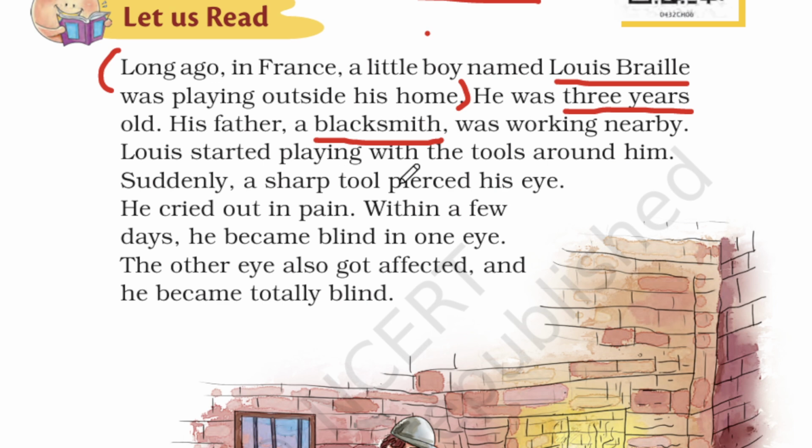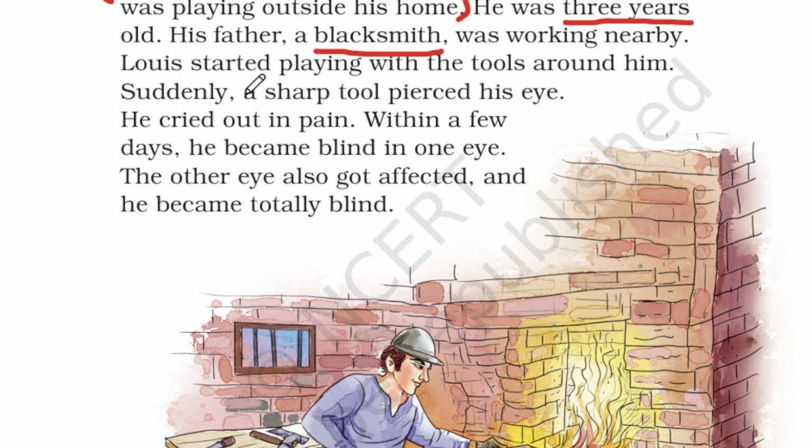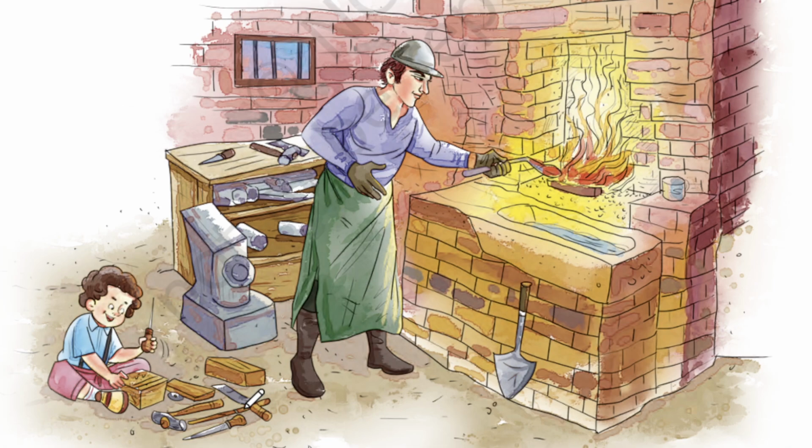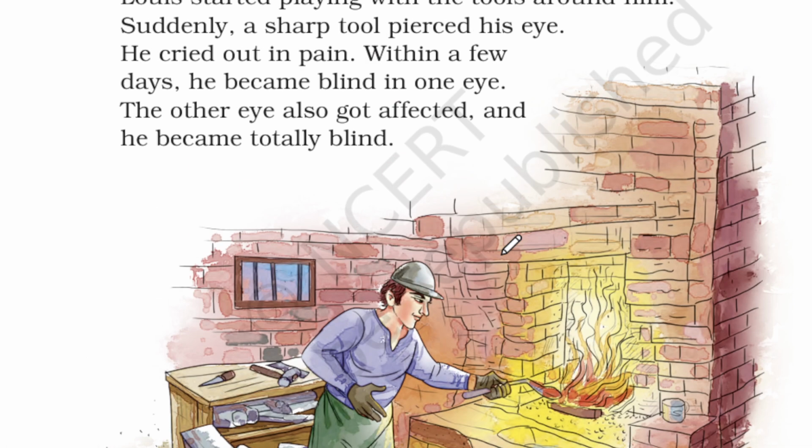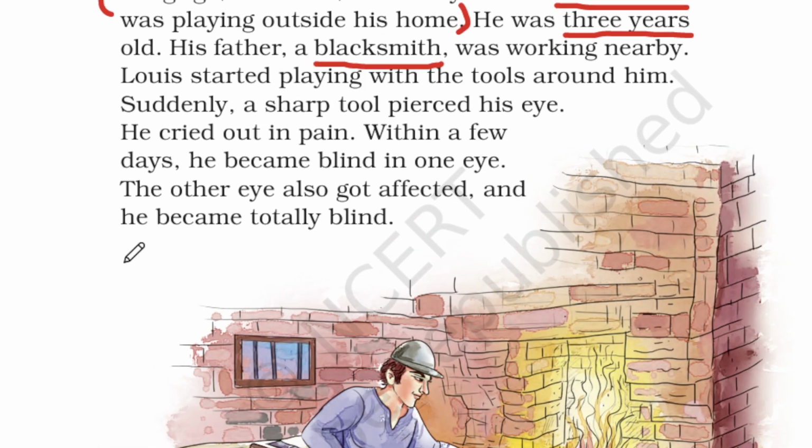Louis started playing with the tools around him. Suddenly, a sharp tool pierced his eye. He cried out in pain. What happened while playing with the tools? Look at this, he is Louis Braille. He is playing with a tool which is very sharp, and it pierced his eye. Due to the pain, he started crying.